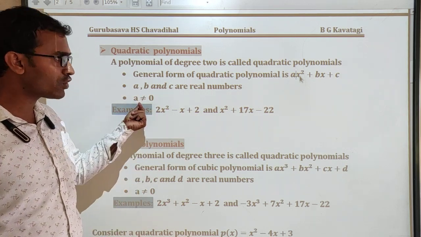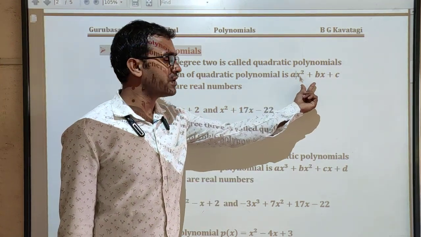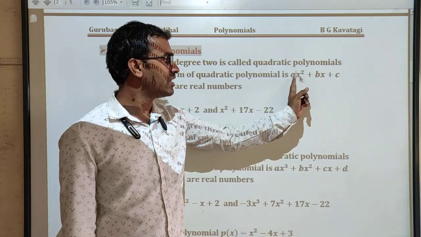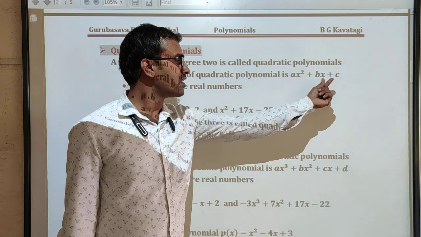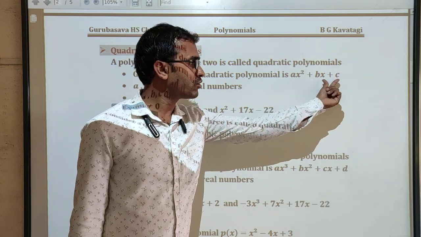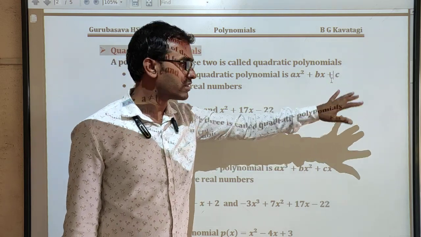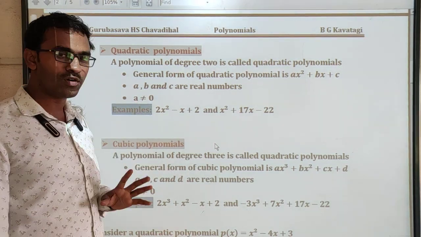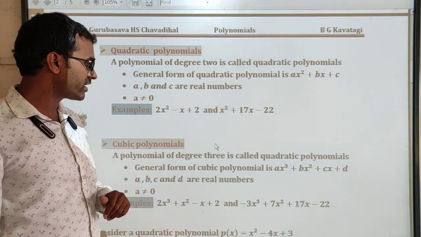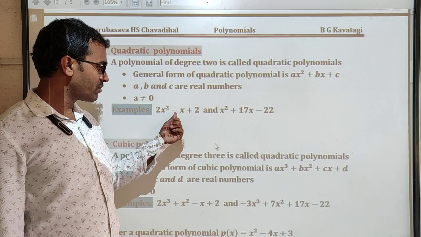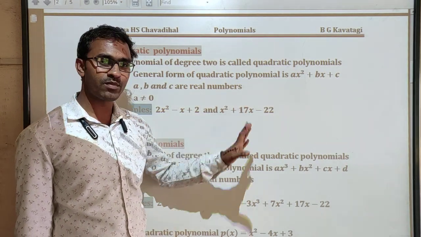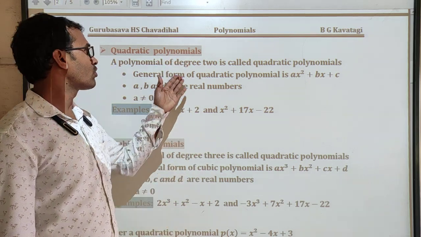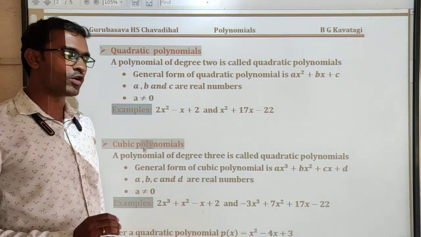In case a equals 0, the quadratic polynomial becomes linear, because 0 into x square is 0. Then it is bx plus c, which is a linear polynomial. Therefore, a is not equal to 0. Examples of quadratic polynomials: 2x square minus x plus 2 and x square plus 17x minus 22. This is the concept of the quadratic polynomial.